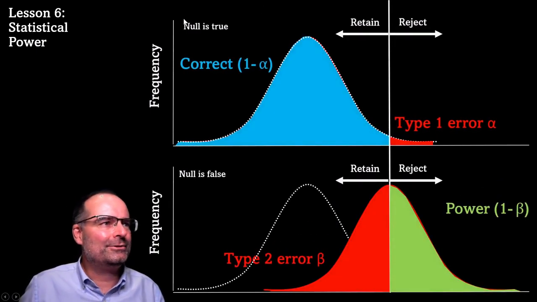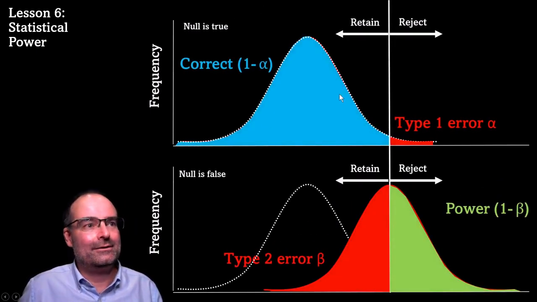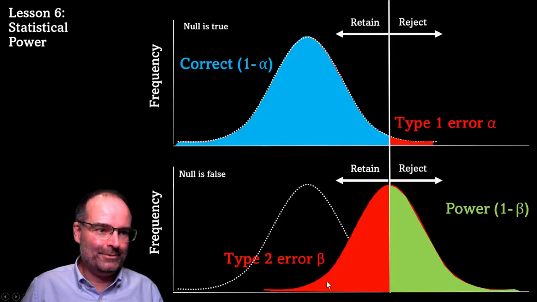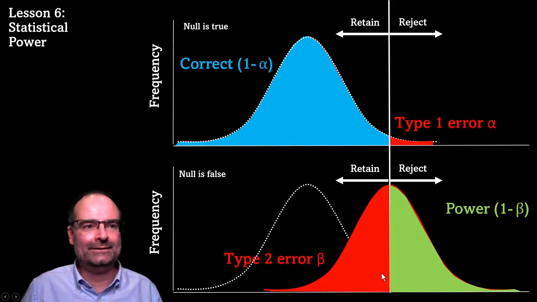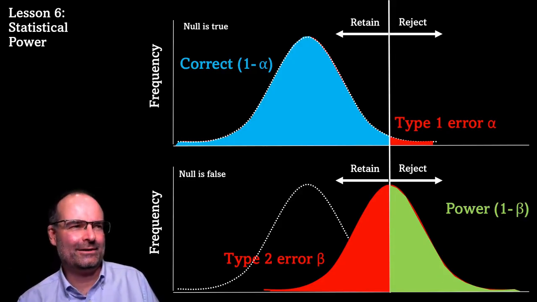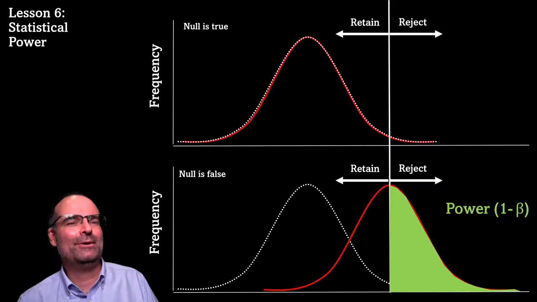So the null is true at the top here. You can correctly retain it or you can make an error and reject it. The null is false down the bottom, which means it's an error to retain it. And if you reject it, statistical power. So that's what it looks like when you graph it.